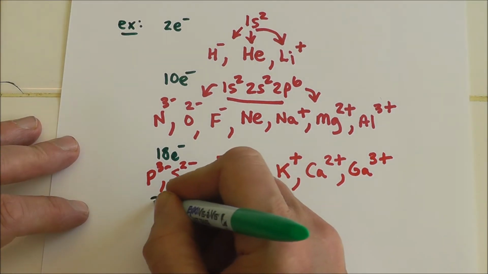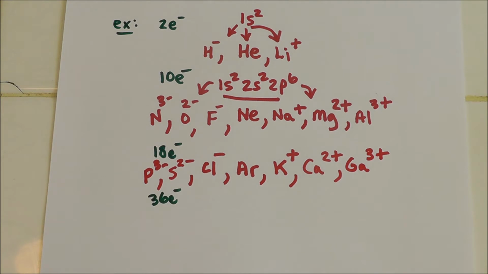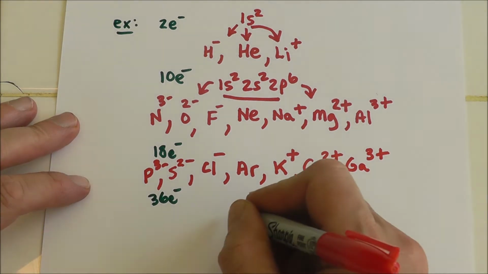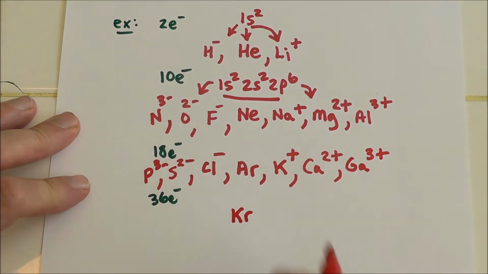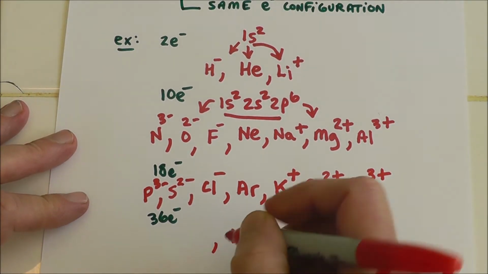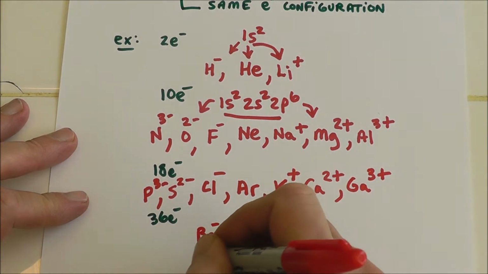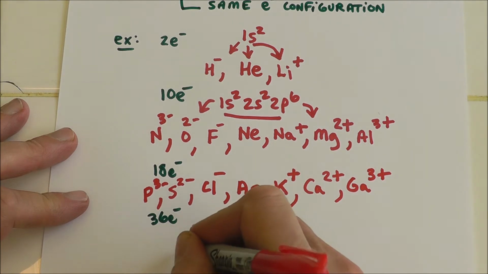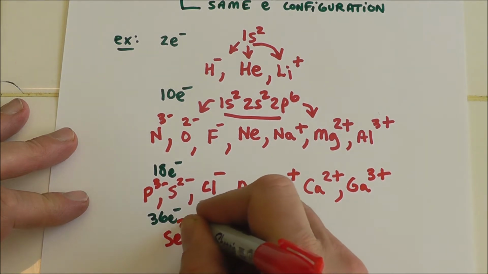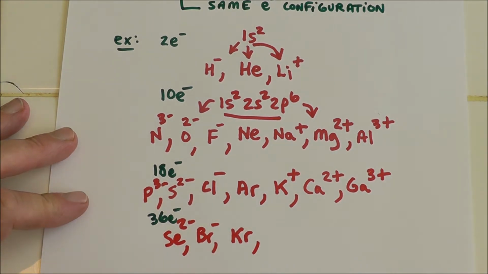Let's even go further. 36 electrons. Who's that noble gas? That is krypton. Well, that sounds like a Superman thing, but it's all right. Krypton. And so in the halogens, bromide ion. Selenium makes a -2.